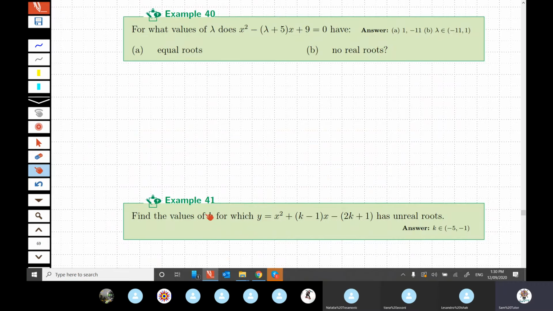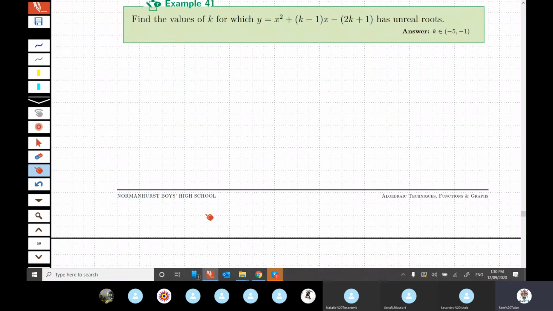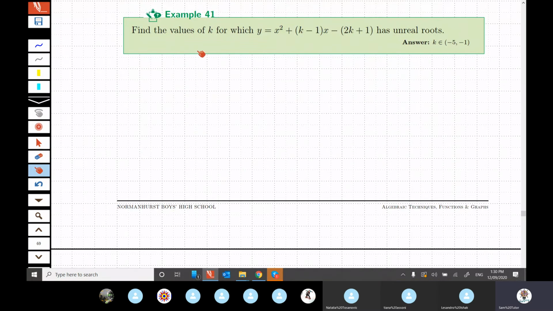Either one. Let's do this one. Find the values of k for which this has unreal roots. That means find it for discriminant being less than 0. Good luck. A is 1, B is k minus 1, C is negative this whole thing. That's C. I'll leave it with you guys for a second to try.